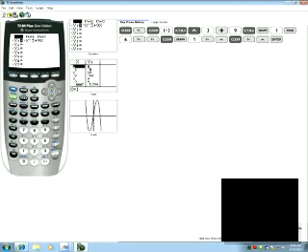Yep, that's it. Plot 1, plot 2, and plot 3 are not supposed to be highlighted, and I had it highlighted for something I was doing in statistics. Now it should graph. And that's pretty much exactly how our graph looks.